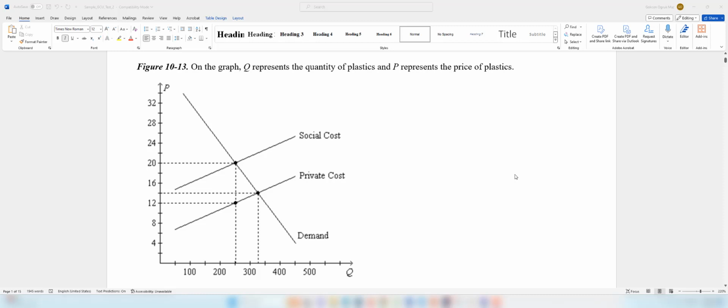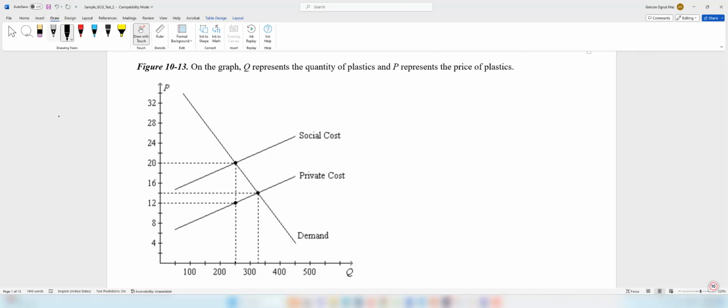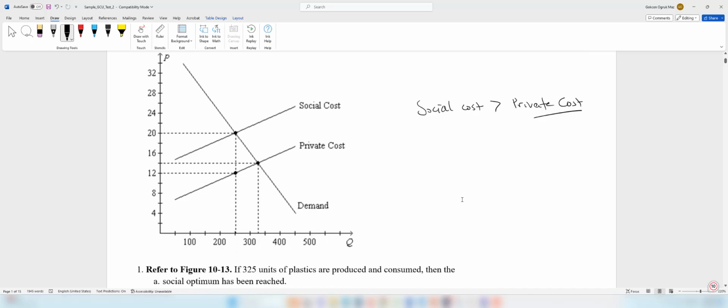On the graph, Q represents the quantity of plastics and P represents the price of plastics. Since we have a higher cost curve here, that means we have negative externality in the market. When there is negative externality, social cost is higher than private cost. Private cost represents the cost of production to the firm. Social cost represents private cost plus external cost to the third parties. That's why it's higher. Okay, so let's read the question.